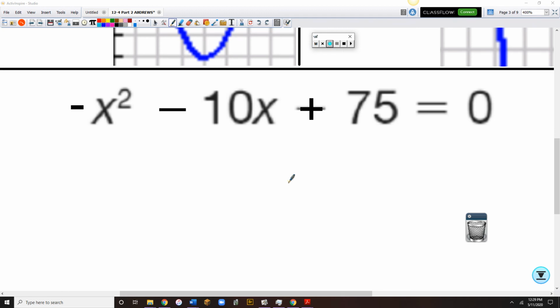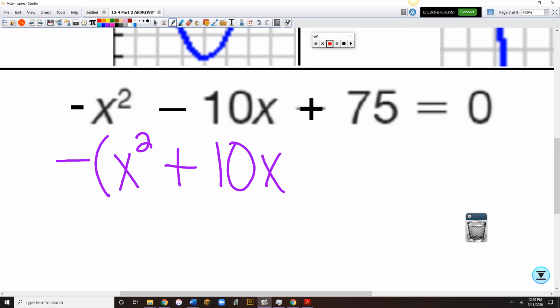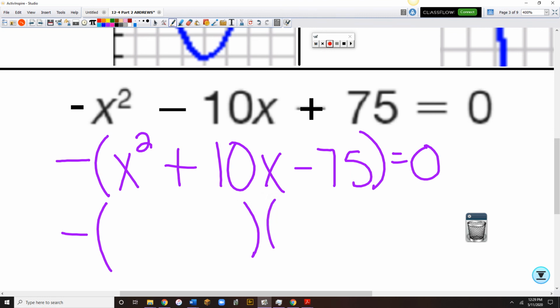If your quadratic starts out with a negative sign, you're going to want to factor that out before you factor into two binomials. So I'm going to factor the negative sign out. All that does, remember, is change the sign. So negative x squared becomes positive x squared. Minus 10x becomes plus 10x. Plus 75 becomes minus 75 equals 0. Now I will continue to carry that negative sign down.